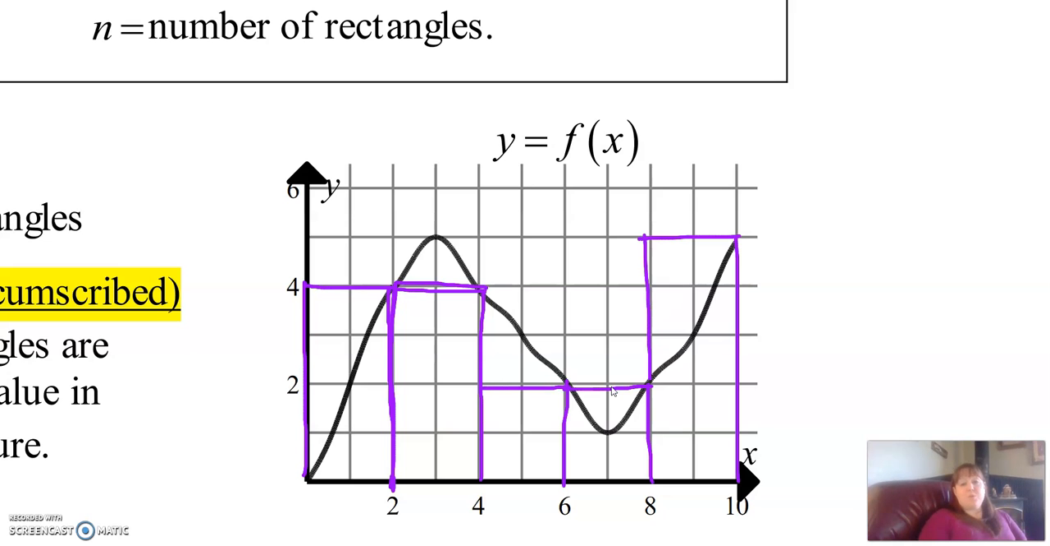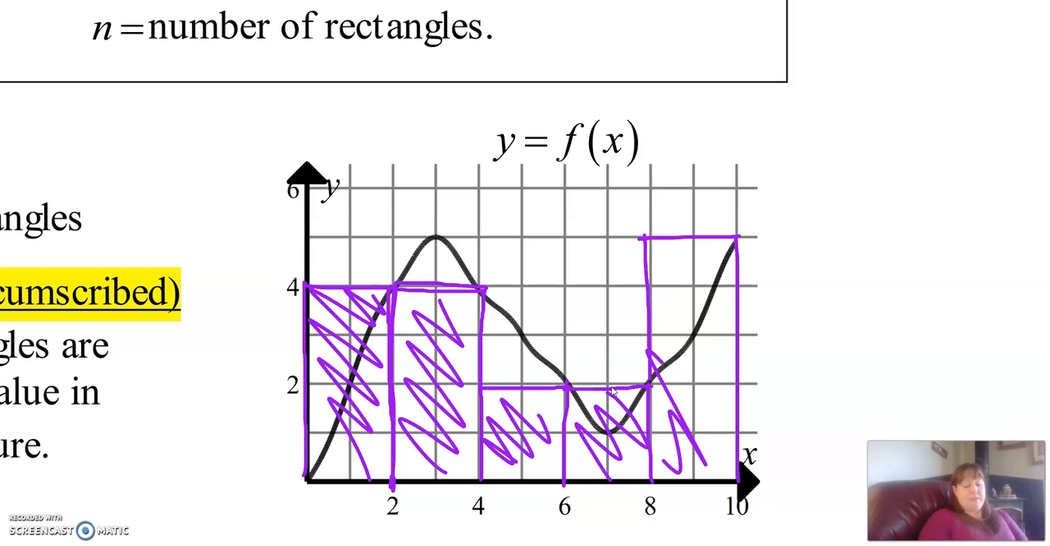So this is what a right-hand Riemann sum would look like. We would find the area of each one of these rectangles, and that would give us an approximation of the area under the curve. You can tell that this would not be a great approximation of this curve specifically. We'd be missing quite a bit and overestimating in some places and underestimating in others, and so that's why we have lots of different Riemann sums to use. So this is a right hand.